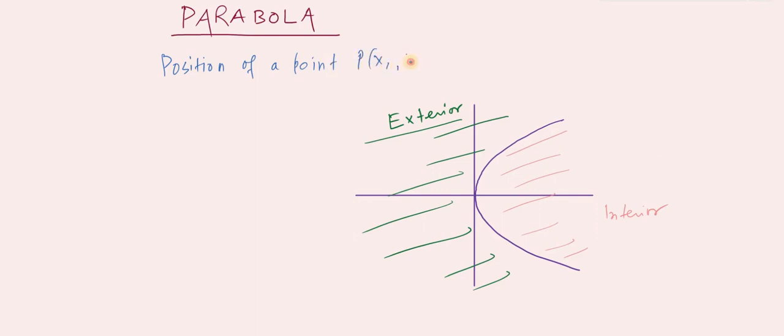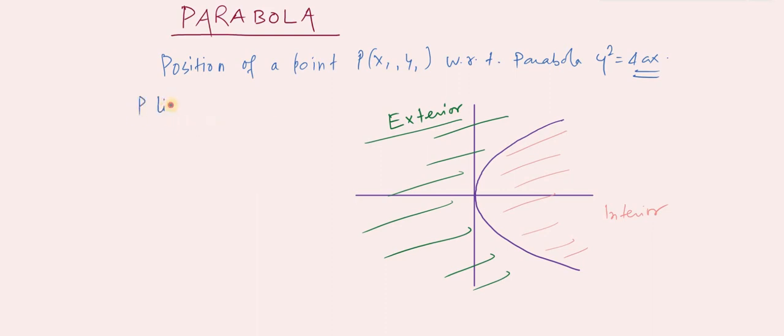P (x1, y1) with respect to parabola y square is equal to 4ax. So you can see here the green region is representing the exterior part of the parabola, and this pink region is representing the interior part of the parabola, and there are infinite number of points lying on the parabola itself. So any point P (x1, y1) will be inside the parabola.